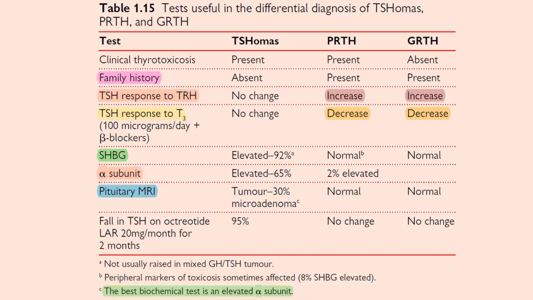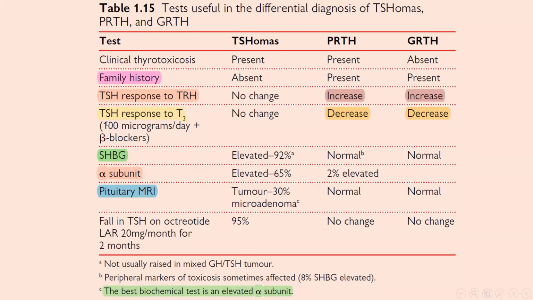And another very important slide, how to differentiate between TSHoma versus resistance to thyroid hormone. And don't forget that alpha subunit is the best biochemical test. And another one, the TSH response to TRH, a blunted response in the TSHoma, increased in the resistance to thyroid hormone as normal.